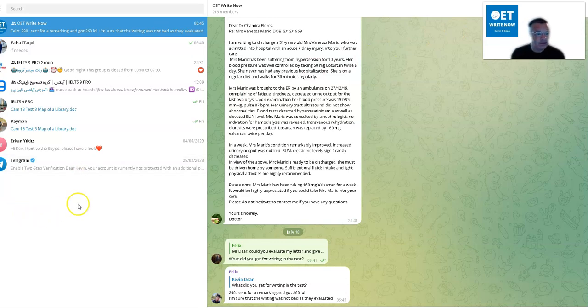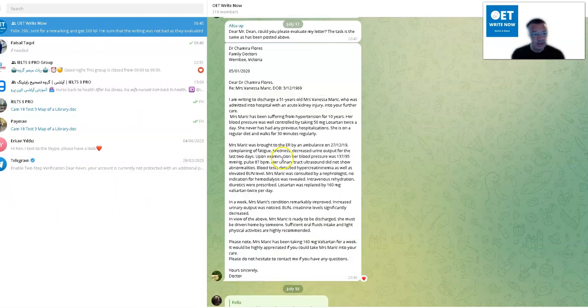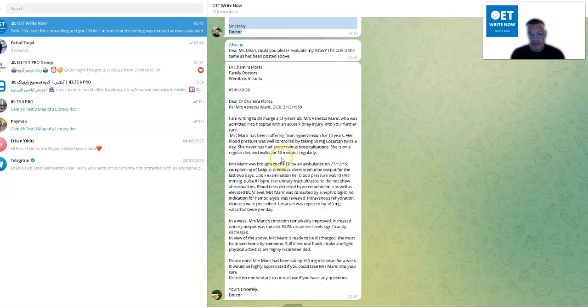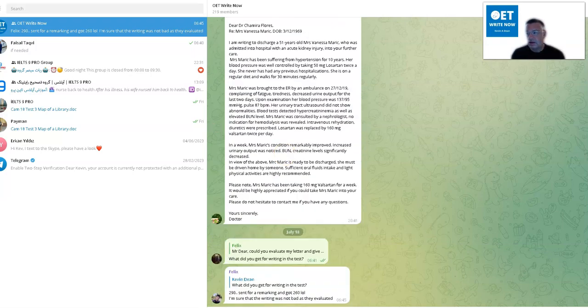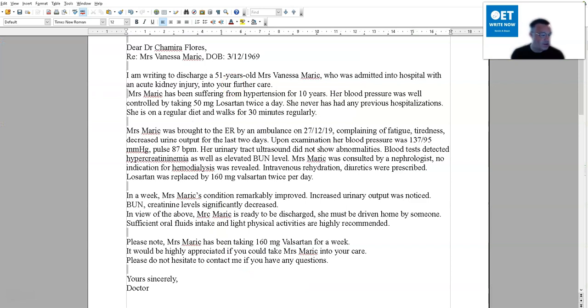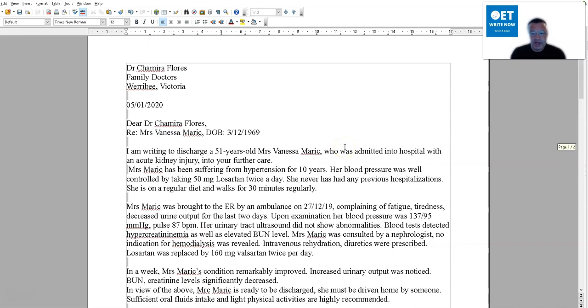So let's have a look. Okay, this is OET right now. Now, the task, apparently, is a discharge, presumably to the GP of a patient.